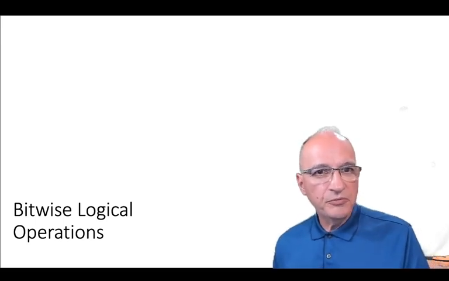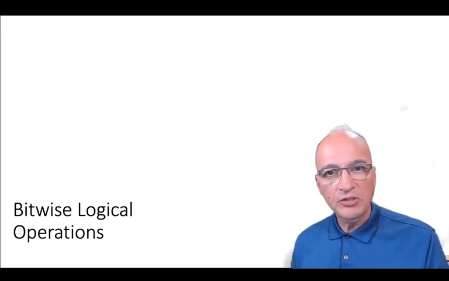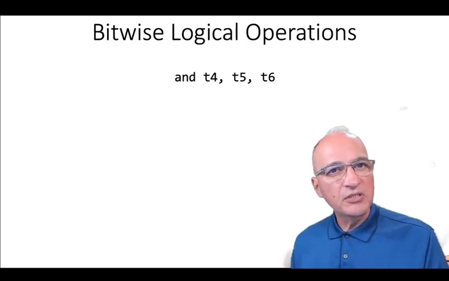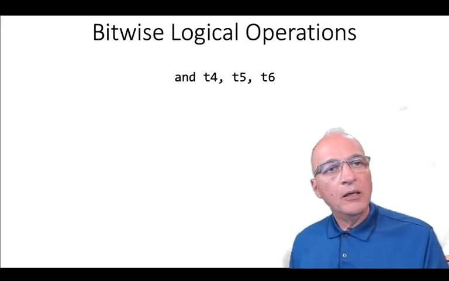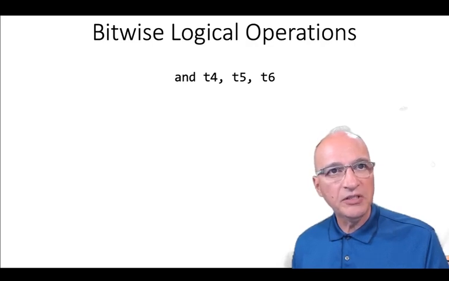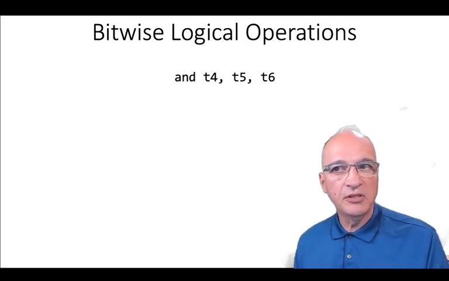So in the second part of this lecture on logical operations, we will be looking at bitwise logical operations, and we're going to start with the AND operation. The AND is a logical AND operation, and it will do a bit-by-bit AND operation with the values of the two source registers, in this example T5 and T6, and write the result into the destination register. In this example, it is T4.